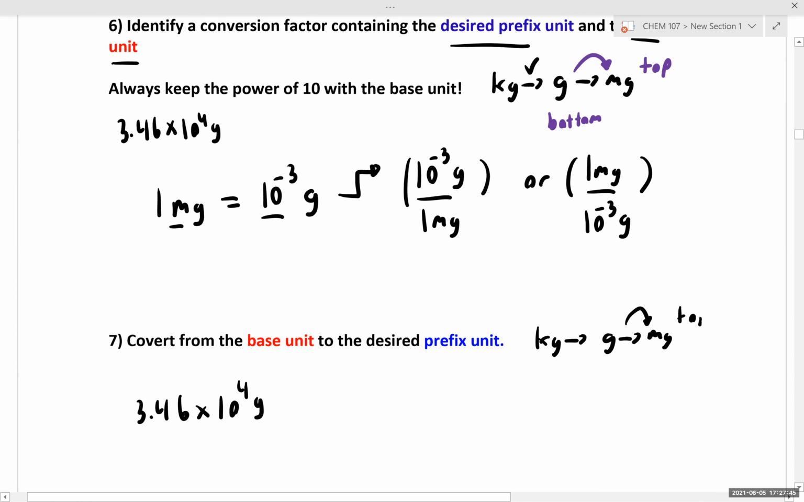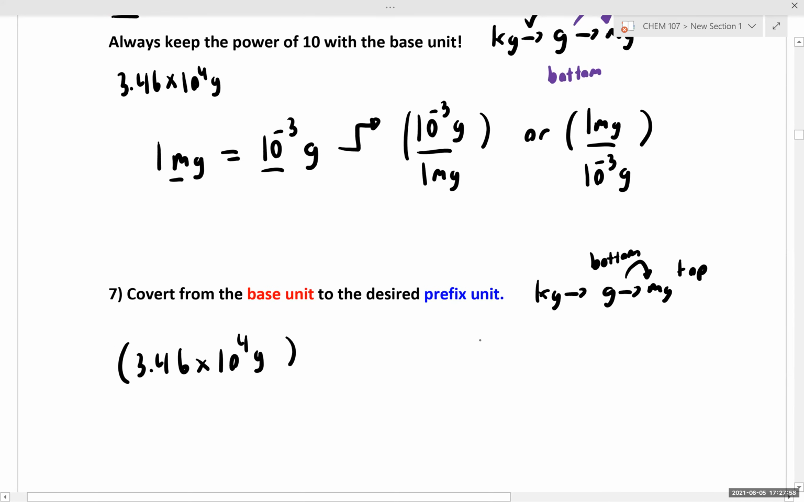We've established that we want milligrams on top and grams on the bottom of our unit conversion factor. That way, we can cancel out our undesired units of grams, and we're left with our desired units of milligrams. So then, if we want to end up with milligrams at the end and milligrams on top, we're going to use our conversion factor that places milligrams on top and grams on the bottom.